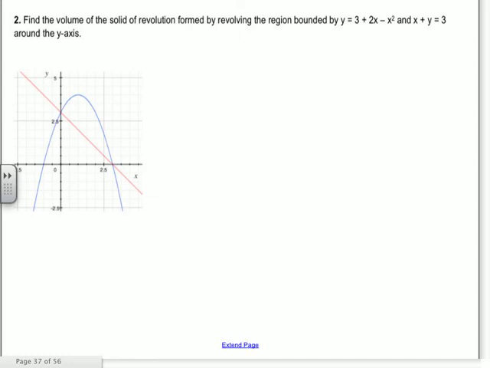Okay, so find the volume of the solid of revolution formed by revolving the region bounded by y equals 3 plus 2x minus x squared and x plus y equals 3. So I've drawn those in for you. So here's our region. And we're going to go around the y-axis. So think, if I was using disk method, I would use y values. So with shell method, use x values.